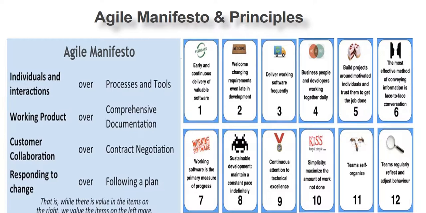Early and continuous delivery of valuable software. When you're working in small batches and delivering earlier, this is what it means. Welcoming changing requirements even late in development. We welcome changes, that's no issue. We welcome changes with open arms, even though it is late in development. Delivering working software frequently. When you're working in 1 week, 2 week, 3 week or 4 week cycles, you're delivering some amount of working software on a frequent basis.